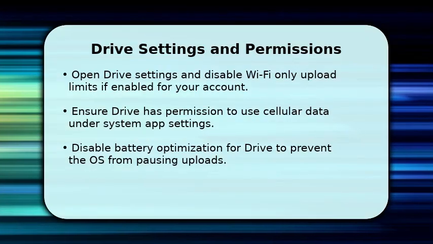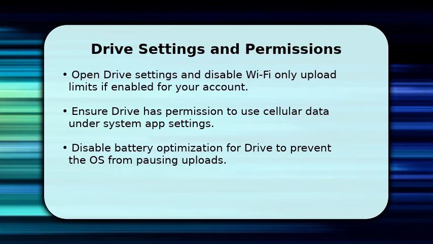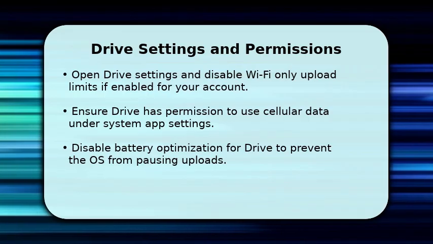Now inspect Google Drive internal settings to remove Wi-Fi only limits and permissions blocks. Open Drive settings and look for an option restricting uploads to Wi-Fi and disable it when appropriate. Then open your phone settings and grant Drive permission to use cellular data and background activity.